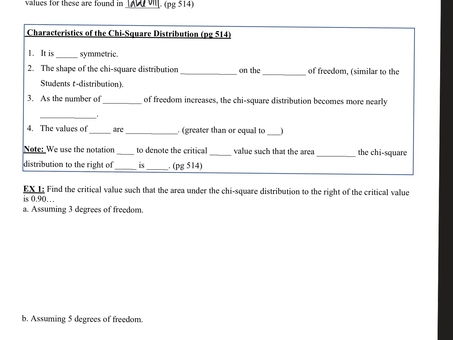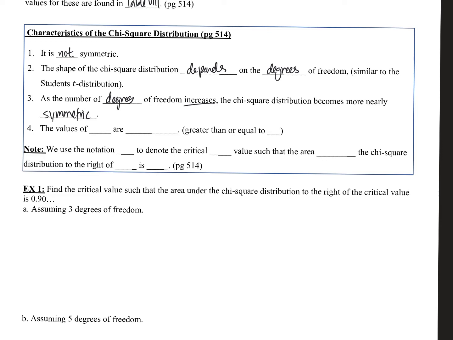Well, number one, it is not symmetric. Number two, the shape of the chi-square distribution depends on the degrees of freedom, similar to the student's t distribution. So it's similar, not the same thing though. And 3, as the number of degrees of freedom increases, the chi-square distribution becomes nearly symmetric. So as the degrees of freedom increase, it will slowly start to look more like a symmetric curve.